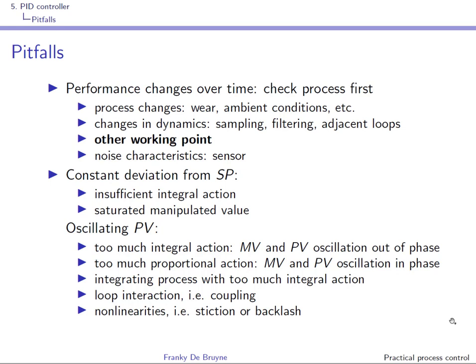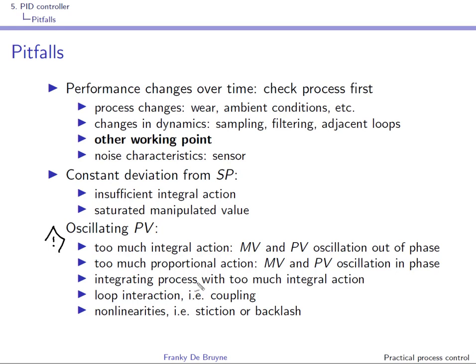Problems often take the form of oscillations, and you should be able to know all the likely sources of oscillation on PV. We have seen too much integral action, right? Then you will see oscillations between MV and the control error, or PV, that are out of phase, in the neighborhood of 90 degrees out of phase. If it's coming from too much proportional action, you will see oscillations, but they will be in phase or slightly out of phase.